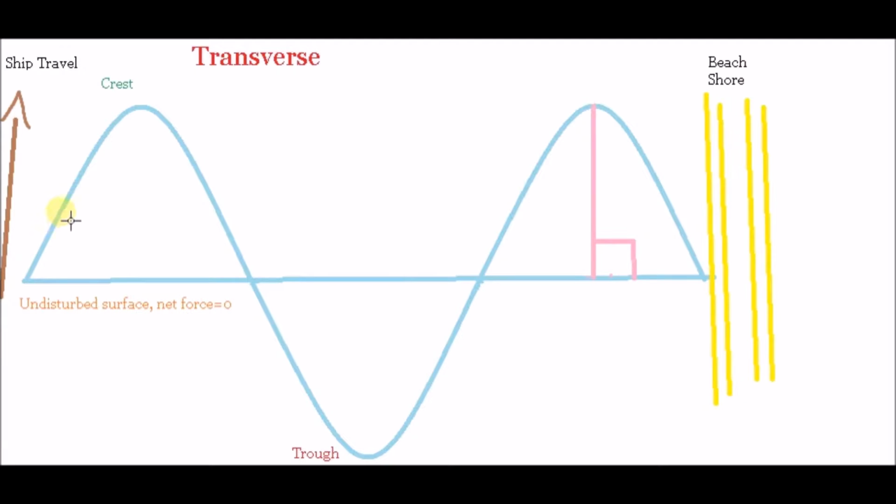The high points we see are called crests, the low points are troughs. Because each crest and trough travels at 90 degrees from our undisturbed surface, we call it a transverse wave.